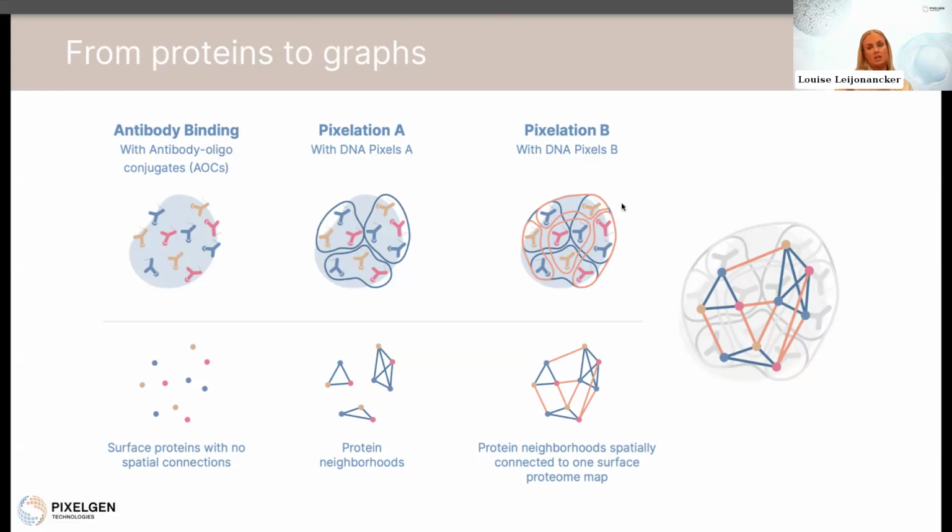And then we do pixelation B, which is basically another round of that, but it's going to bind in an overlapping fashion that then in silico can be used to connect the protein neighborhoods into one surface proteome map. So that is how you do it with the technology, and then it's time for the sequencing.